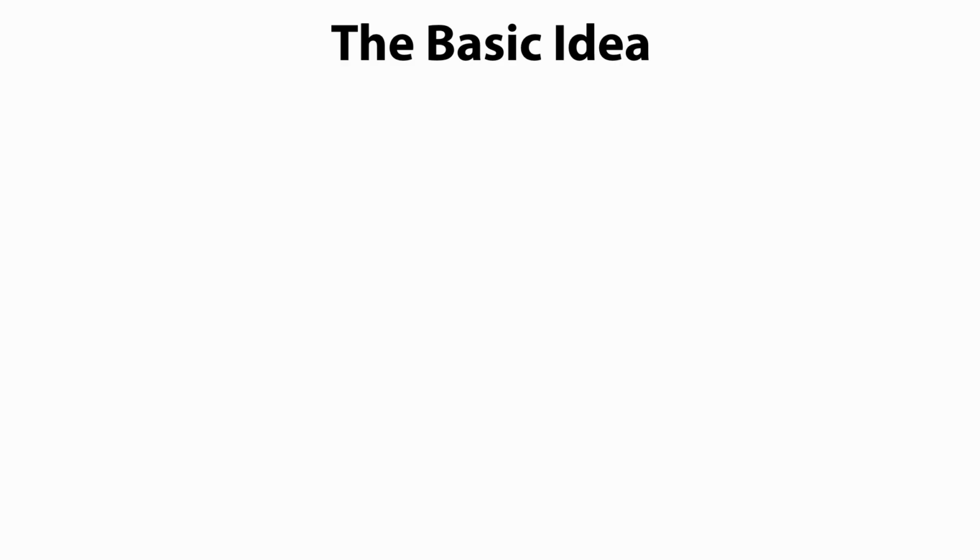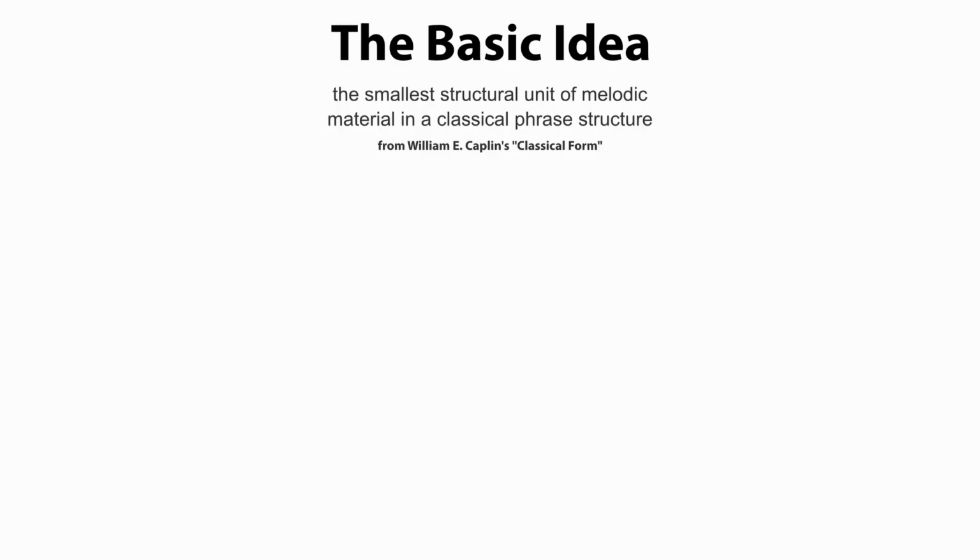In this video, I want to discuss something that I spend a lot of time talking about in that course, the basic idea. It's a term I first heard when reading William Kaplan's book on classical form. The basic idea is the smallest structural unit of melodic material in classical phrase structure. According to Kaplan, it's small enough to be grouped with other ideas to form larger phrases, but large enough to be broken down into fragments.